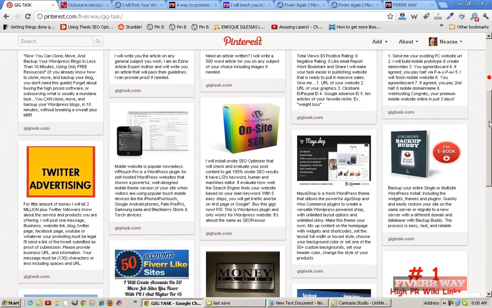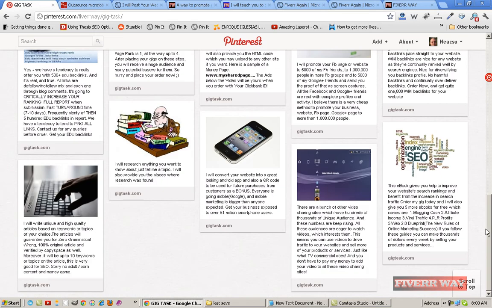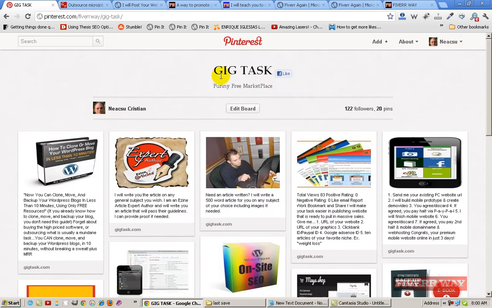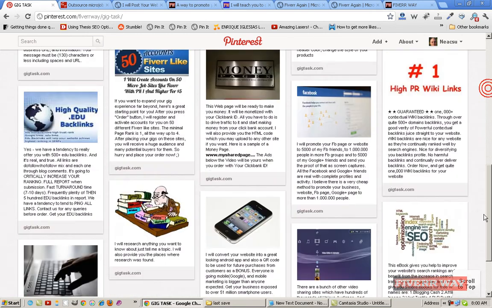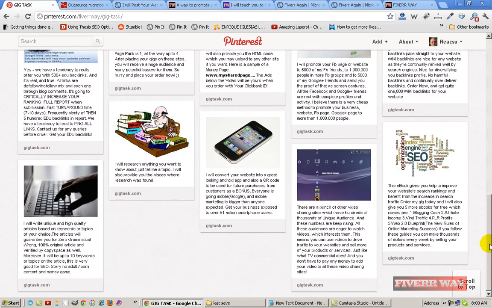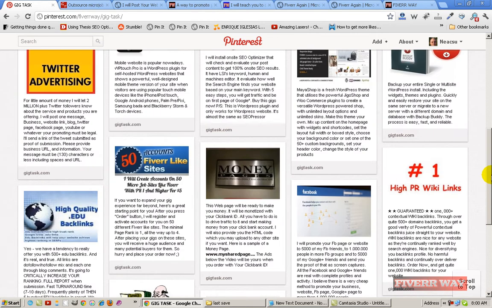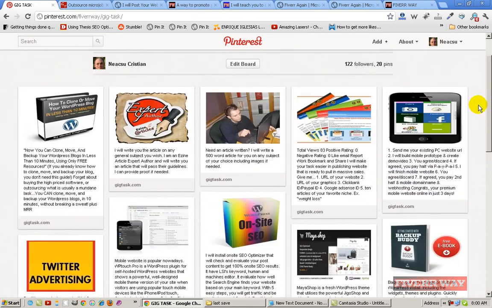Let's start with what was done until now here. I created a board with the name Gig Task, and you can see different pictures. Imagine people scan this image, and the image is very important for your business. Any kind of business you have, even if it's not about micro jobs, even if it's about another kind of business, you need to have a good image.